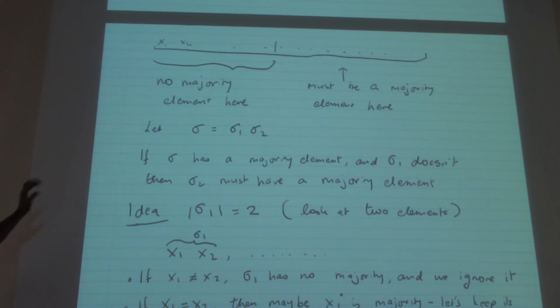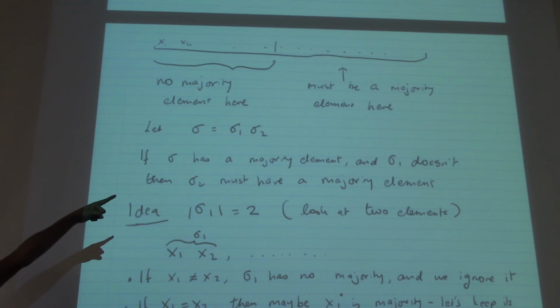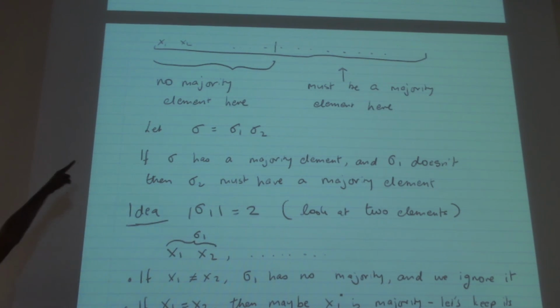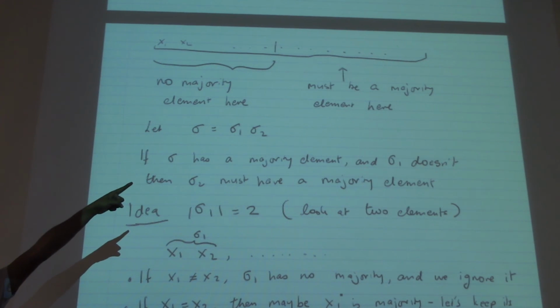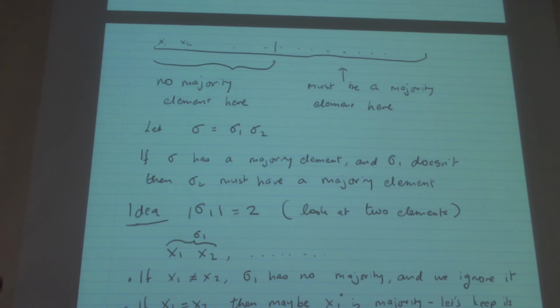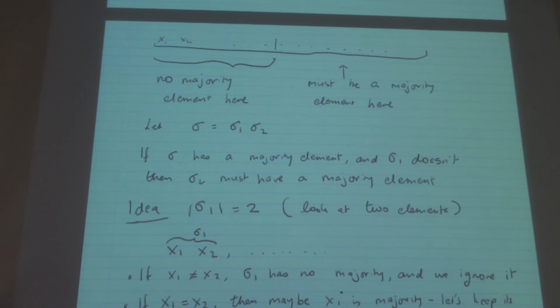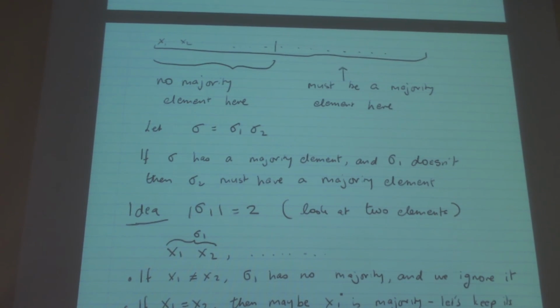Right? So, in other words, if everything balanced out nicely in the first part, so the majority element didn't show up, then all of its extra frequency has to show up at the end. So it must be the majority element there, because it occurs more than half the time. So if it's less than half here, it has to be more than half there. Okay? Just keep that in mind. So if I have a sequence and I know that sigma has a majority element and sigma 1 does not, then sigma 2 must have a majority element.